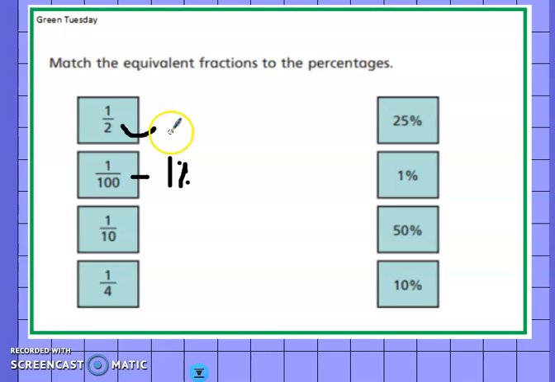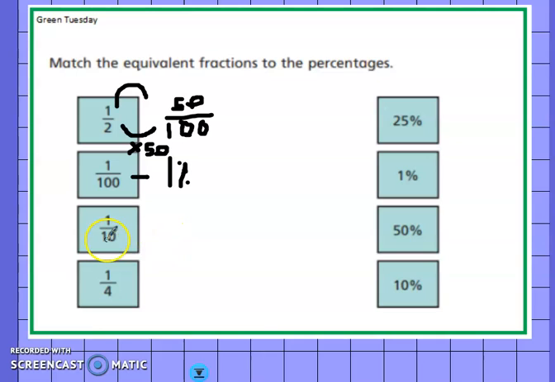How do we change 2 to be over 100? You times it by 50. So then I would expect you to do the same to the top. What is 1 times 50? And the answer would be 50. So well done if you're saying this at the same time as me. That shows me you've got a really clear understanding.